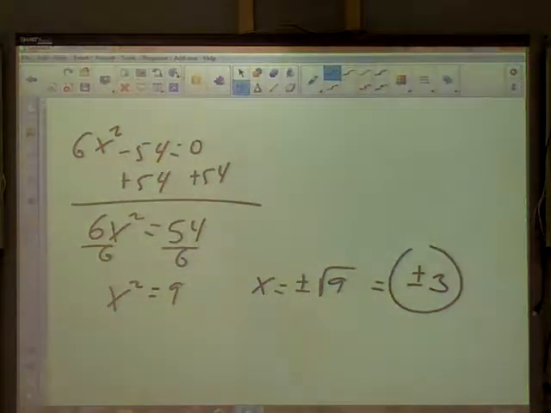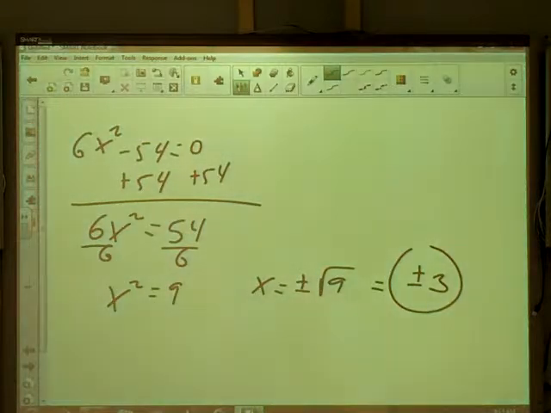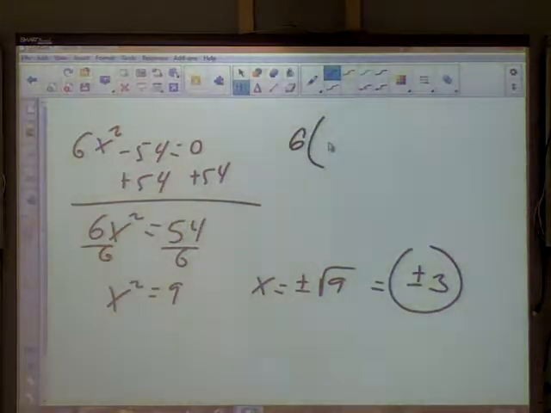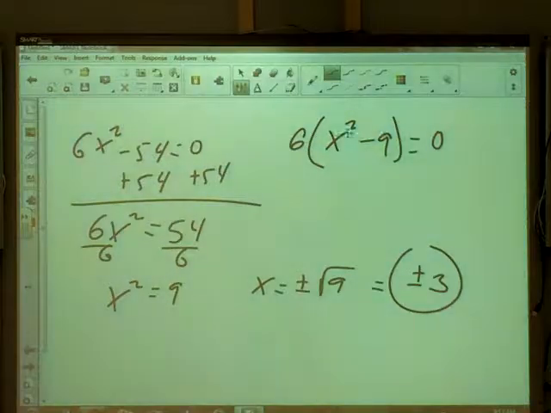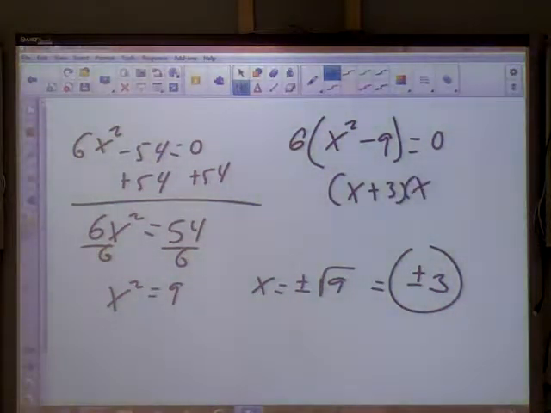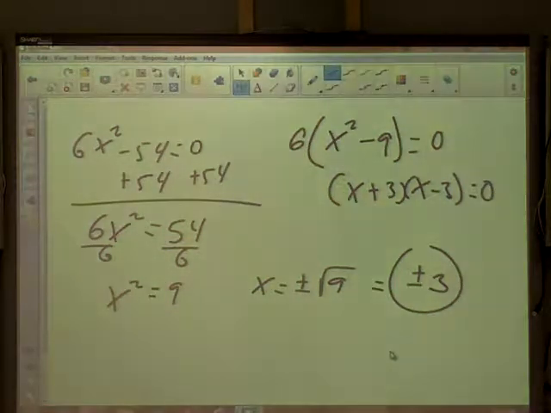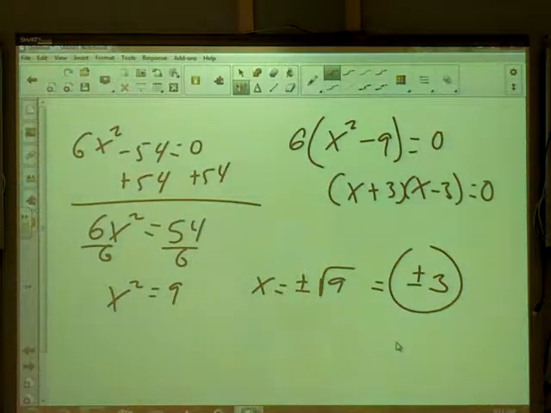All right. How would you factor on that? Could you, because it equals 0? You could take out a GCF in the beginning. So I look here and they both have a 6 in common. So that would leave me with x squared minus 9 equals 0. And then x squared minus 9 is the same as x plus 3 times x minus 3. Remember difference of squares from Algebra 1? That's what that is.